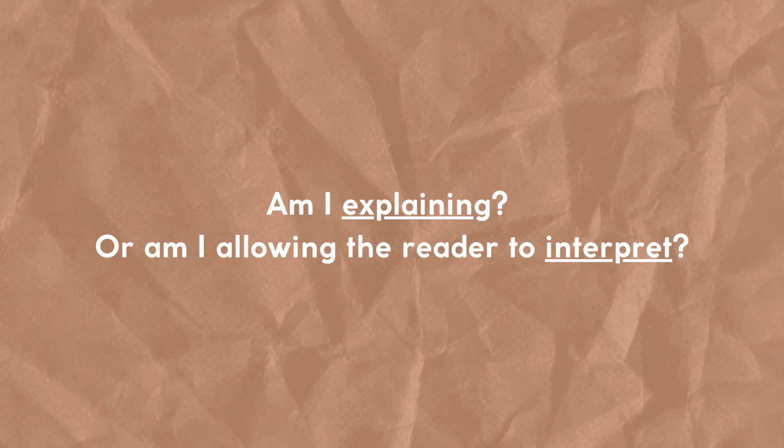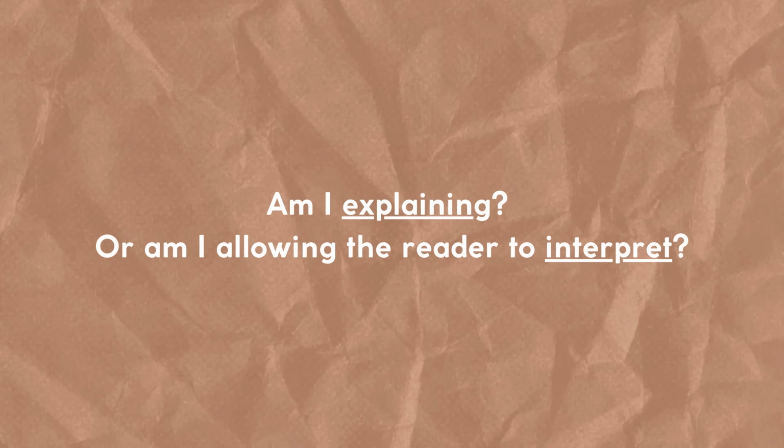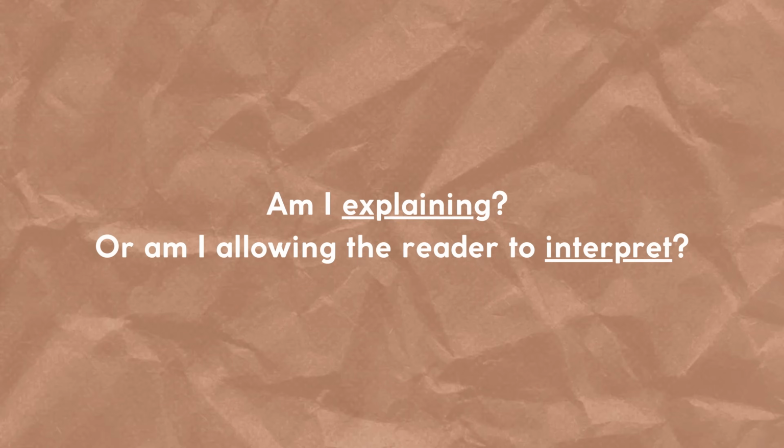So this is the super simple trick. All you have to do is just ask yourself this one question when you're in the middle of writing, or you're stuck in a scene, or you're wondering, how do I show this character's internal conflict? Ask yourself this question: Am I explaining, or am I allowing the reader to interpret? That's the difference between showing versus telling.